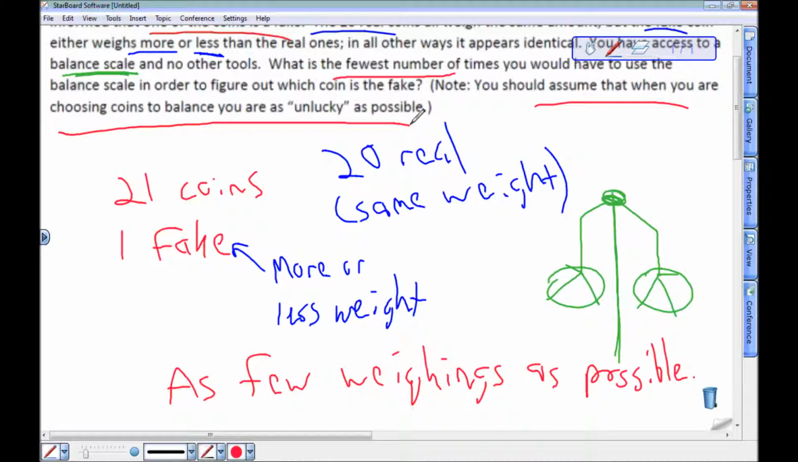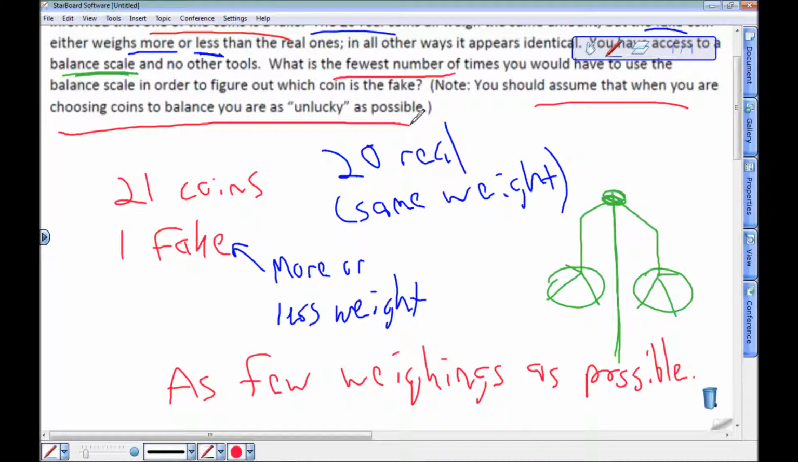We've got 21 coins, 20 of them are real and all weigh the same. One of those coins is fake and either weighs more or less. Got a balance scale, and I'm trying to figure out, using that balance scale as few times as possible, which one of these coins is fake, without any knowledge about which one is fake or whether it weighs more or less.